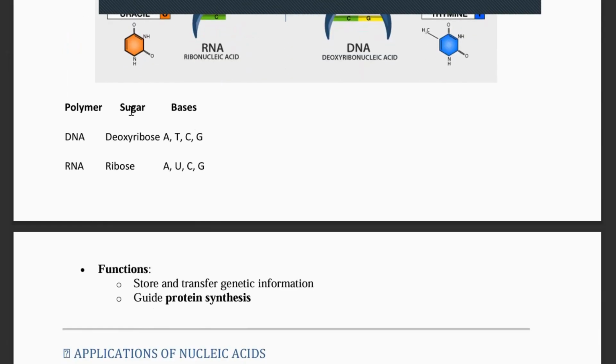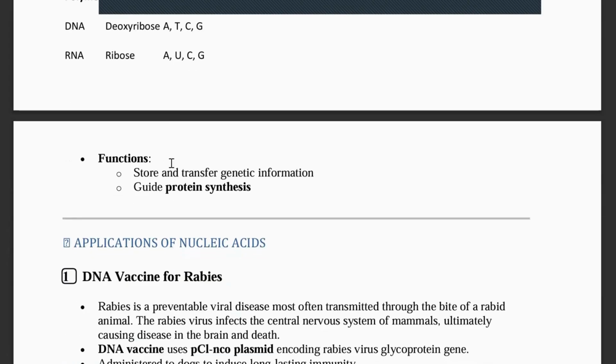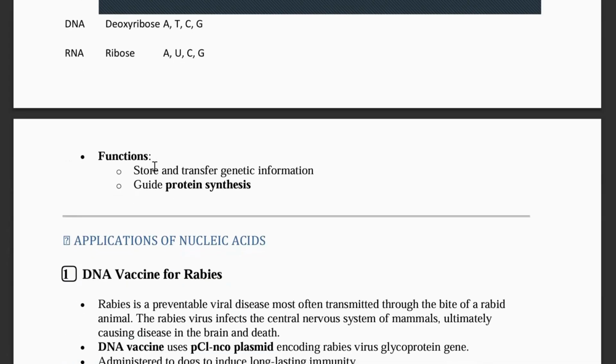Polymer, DNA: the sugar it has is deoxyribose, bases are adenine, thymine, cytosine and guanine. For the RNA, its sugar is ribose, bases are adenine, uracil, cytosine and guanine. The function of nucleic acid is to store and transfer the genetic information. It guides the protein synthesis.